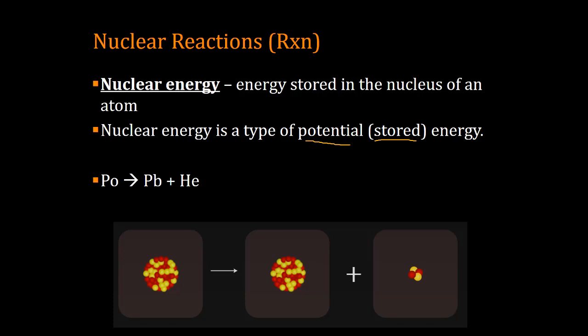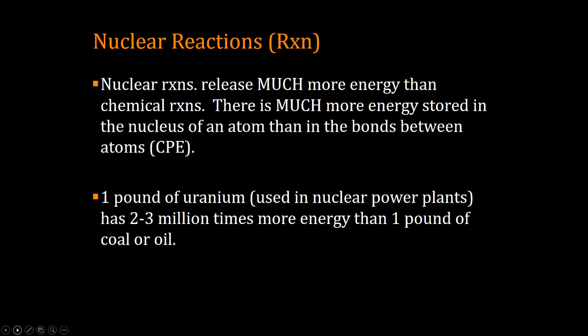This also involves energy, but remember, the dominant force in the nucleus is not the electric force between the protons, it is the strong nuclear force, and the strong nuclear force is really, really, really strong. So the amount of energy that is either absorbed or released in a nuclear reaction is really big. Nuclear reactions release way more energy than chemical reactions. Nuclear power plants can let 1 pound of uranium decay and get about the same amount of energy as 2 to 3 million pounds of coal.